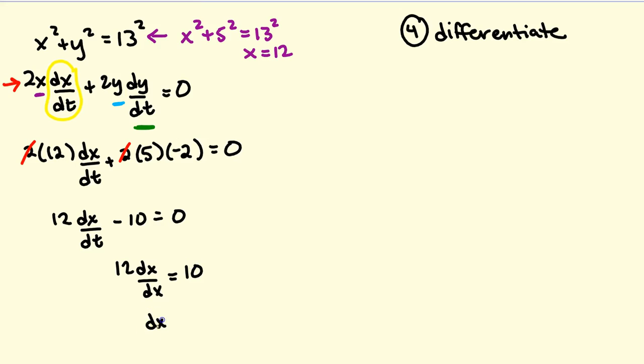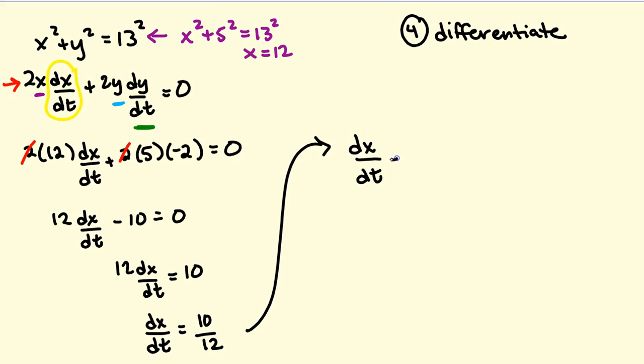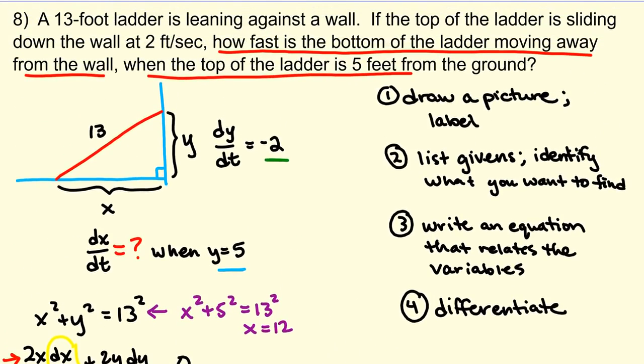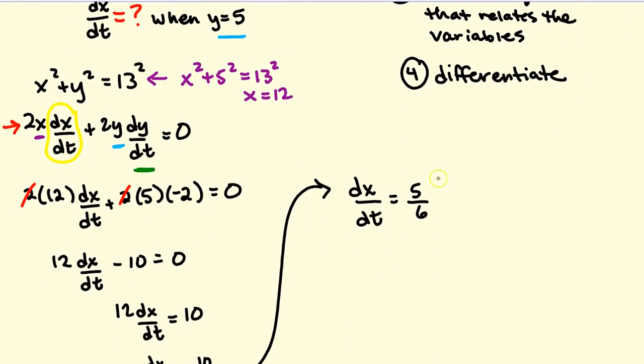Divide by 12. Whoops. Did you notice what I did there? Fix that. 10/12 reduces, and we get 5/6. Now, what are the units? Let's look back. Feet per second.